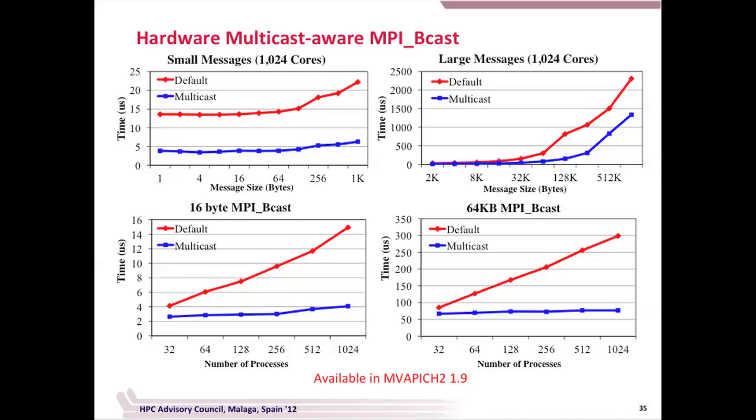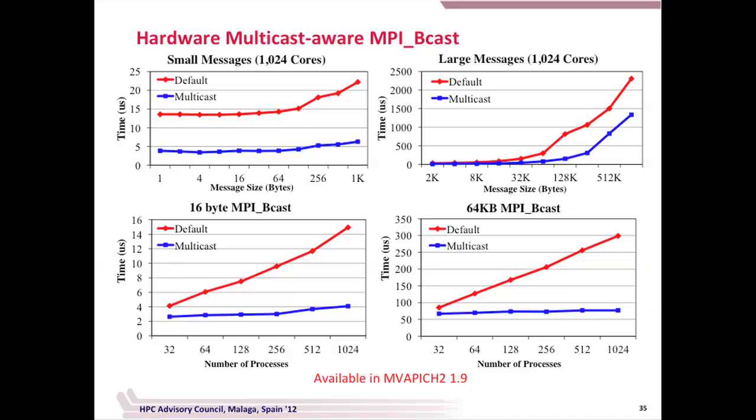So, in fact, InfiniBand has hardware multicast. How do you really take the hardware multicast into account to get better performance in the collectives? Here, on a 1,000 core environment, for small message broadcast you get significant performance benefit, even for large messages also. And more importantly, this is where you see the scalability. Let's say you are doing a 16-byte MPI_Bcast: as you keep increasing the system size from 32 processes to 1,000 processes, you see the overhead doesn't change that much.